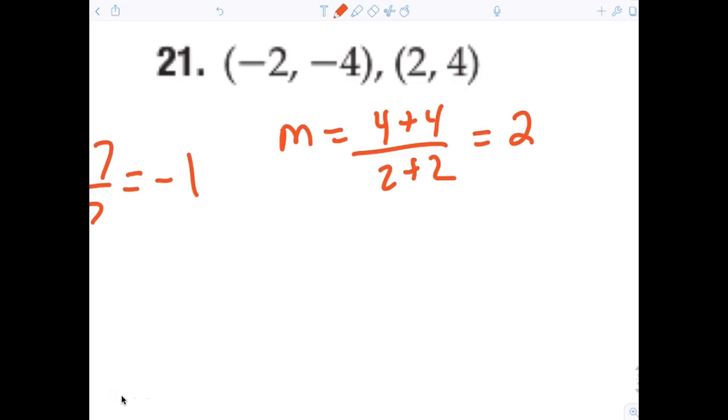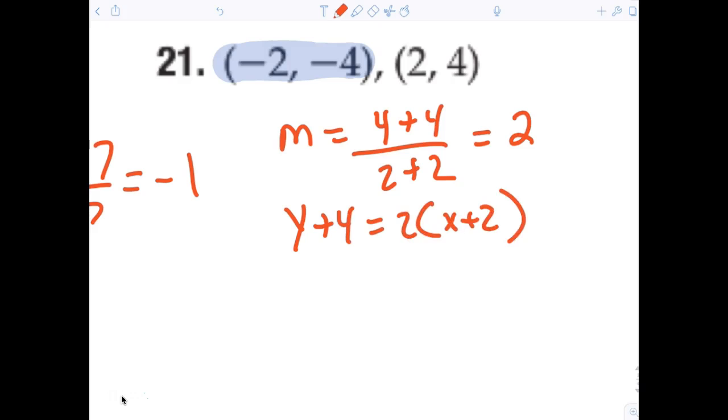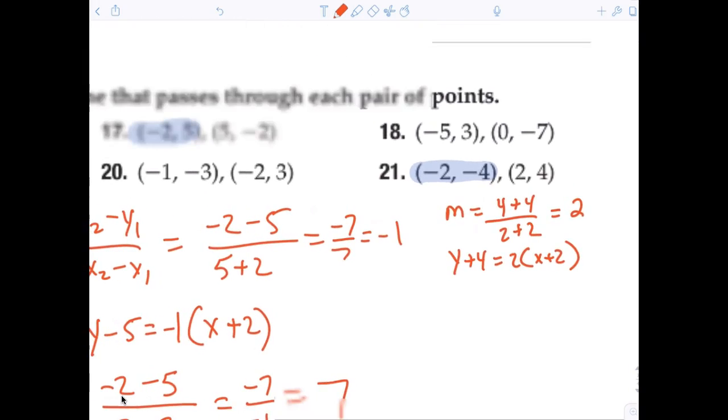Does anybody have any questions with the slope being 2? Girls in the front, do you have a question with that? Max, you caught up yet? Yeah. All right, so now finish the equation. Which point are we using? I used the first point. y plus 4 equals 2 times x plus 2. That's all there is to it. Do we agree? Simple. Colin, are you with me?